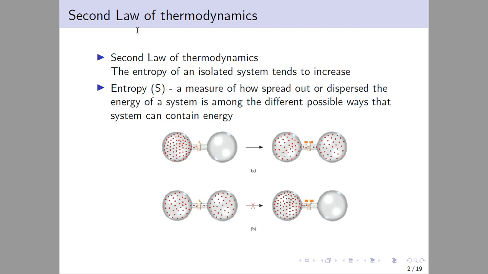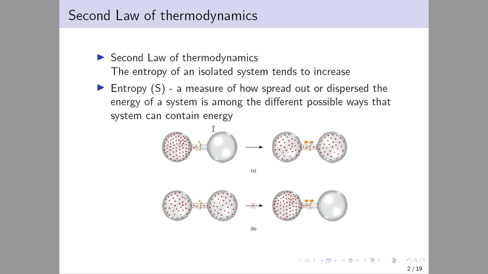second law of thermodynamics. I believe you learned this in your statistical physics or thermodynamics. This is another approach for the second law of thermodynamics. The second law of thermodynamics says the entropy of an isolated system tends to increase, tends to become chaos. For example, entropy is a measure of how spread or dispersed the energy of the system is among the different possible ways that the system can contain energy.